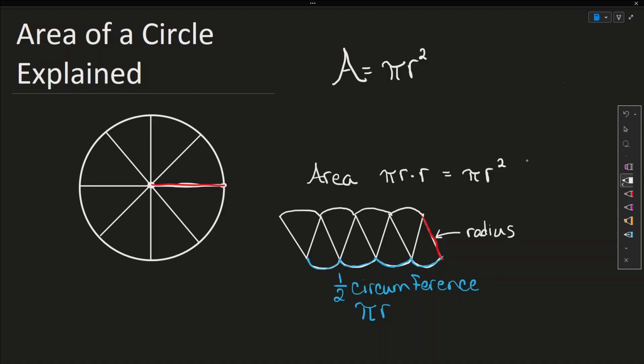A common student misunderstanding is to wonder where the pi comes from or why the radius is squared. This model helps us answer both questions. The pi comes from using half the circumference, which is pi r. The r squared comes from multiplying that base, pi r, by the height of r. So both parts of the formula have a geometric meaning.